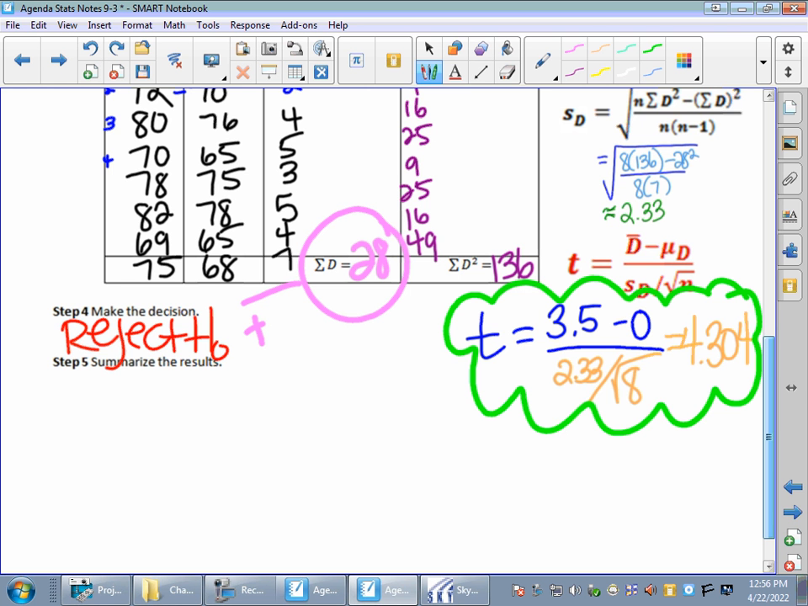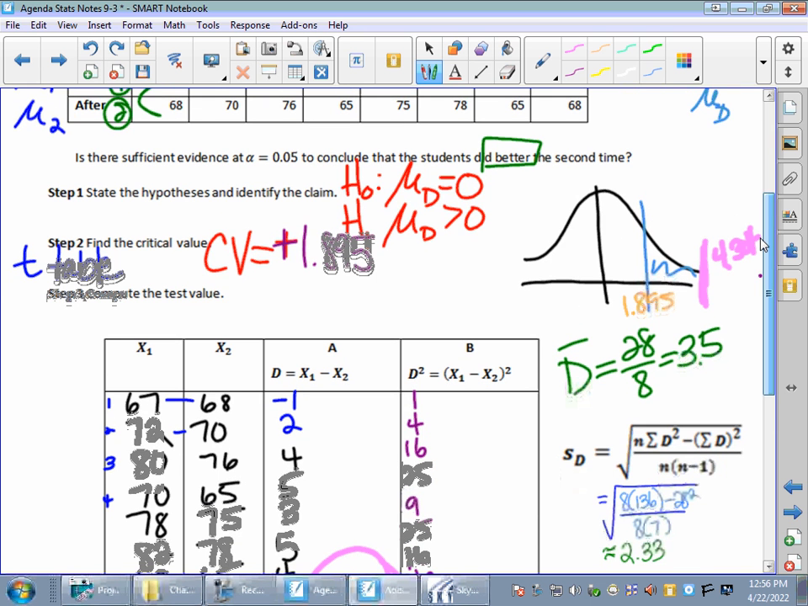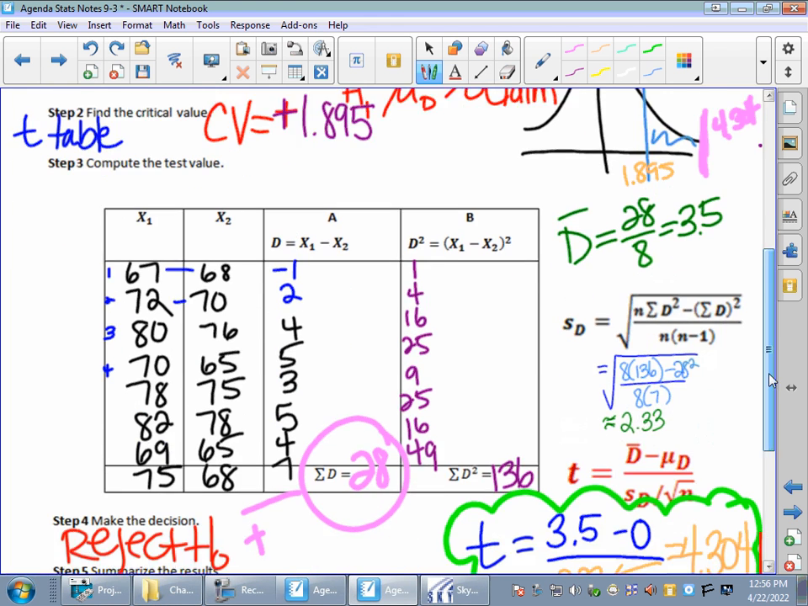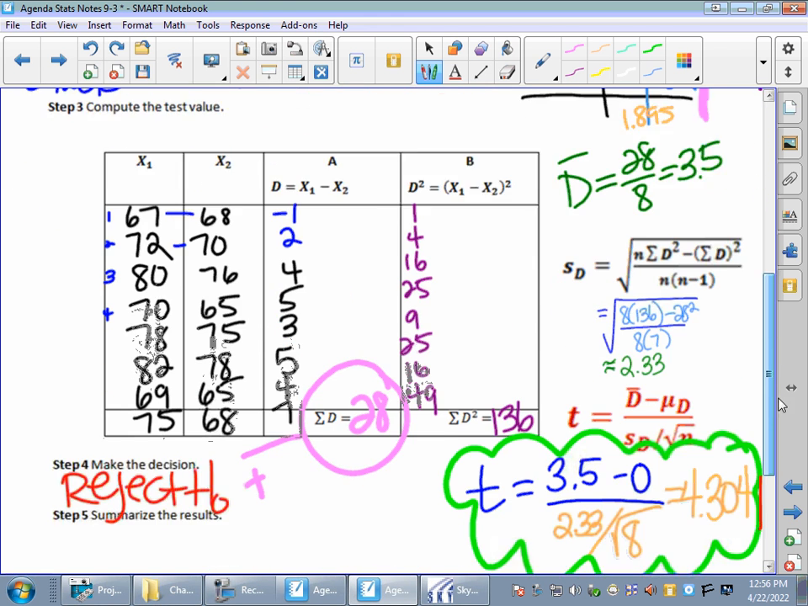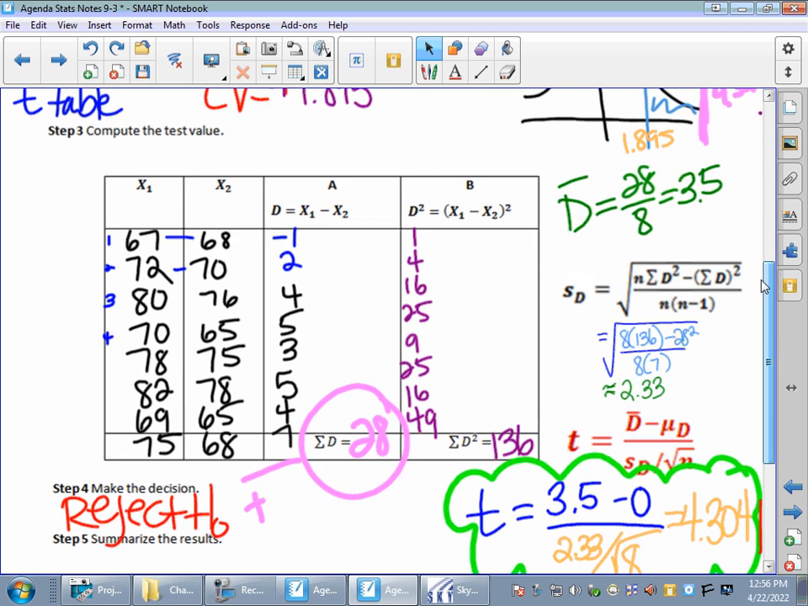And my summary would be something like, which one is my claim? Oh, my claim is H sub 1. They did better the second time. And I'm rejecting H sub O, so there is enough evidence to support the claim that the students did better the second time after they drank the fabulous, amazing, wonderful energy drink. All right, so that is what a test looks like.